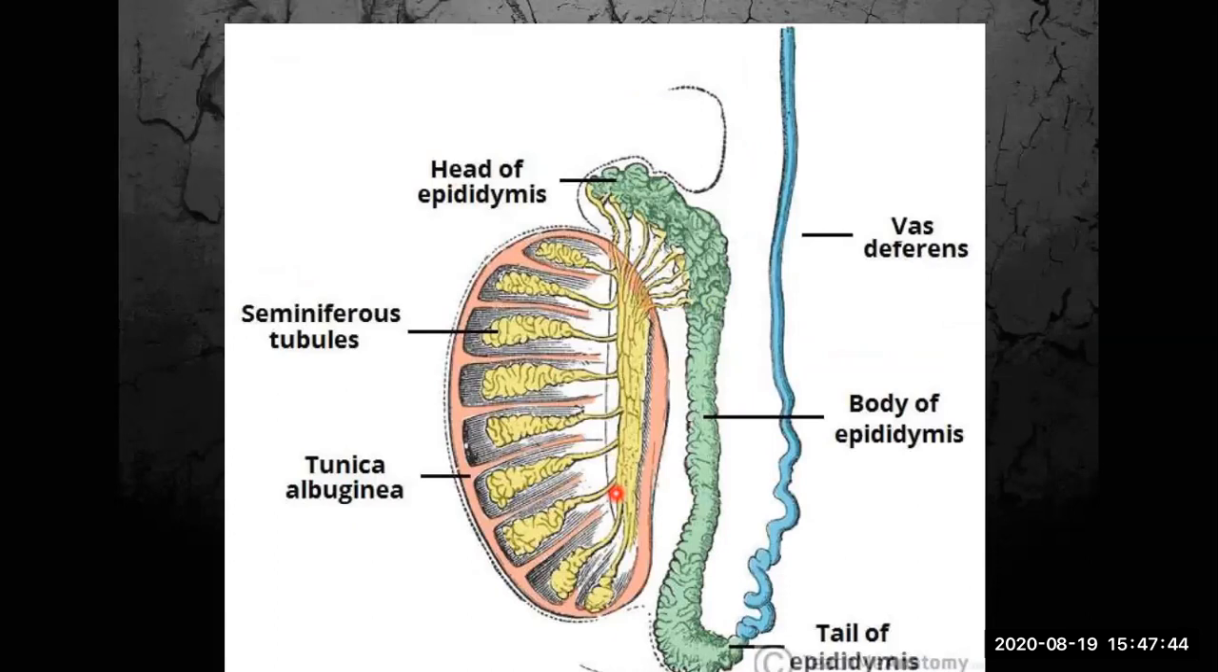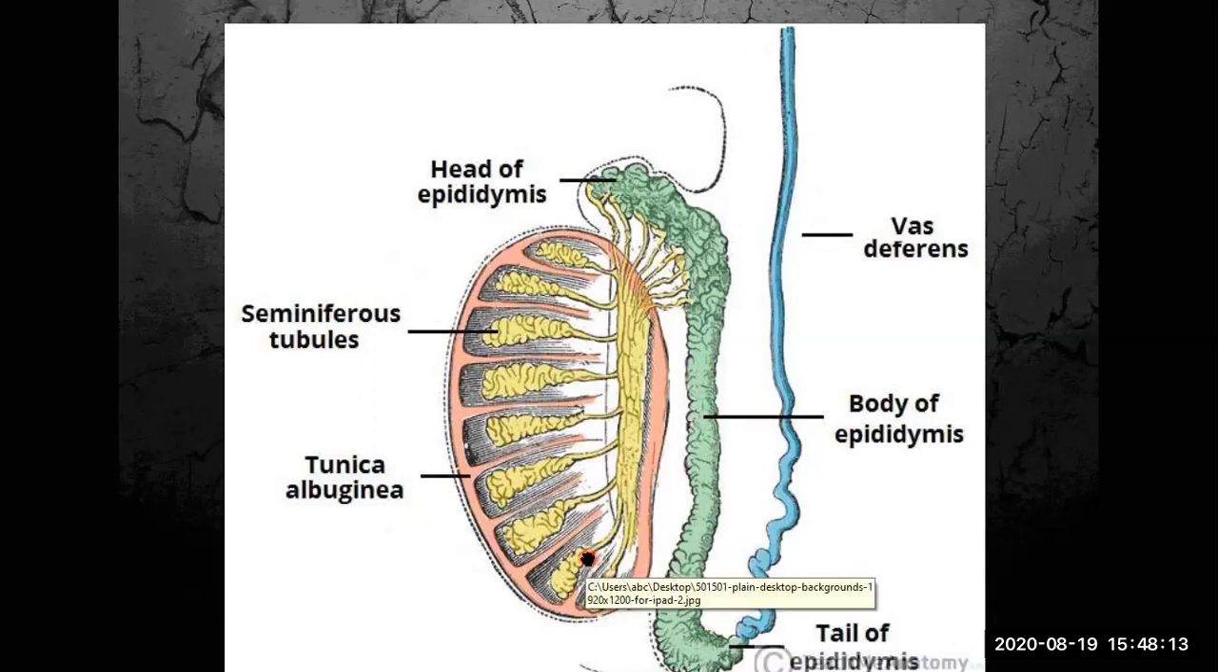Testis also plays dual function. It acts as a primary sex organ for the male reproductive system, and it also acts as an endocrine gland by releasing the male hormone called androgens. Androgen is a broad term and the specific hormone is testosterone, which is released by testis. So this is the detailed structure of the testis.